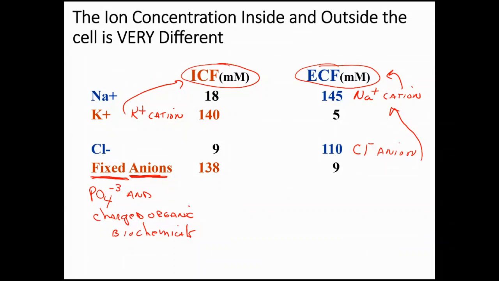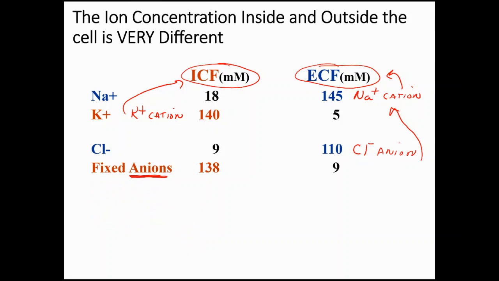Even phosphate is too big to pass through a typical ion channel in the plasma membrane. So the fixed anions that are going to be inside the cell are mostly your organic biochemicals that carry a negative charge, that are in greater concentration inside the cell than outside the cell. All right, so those are the fixed anions.